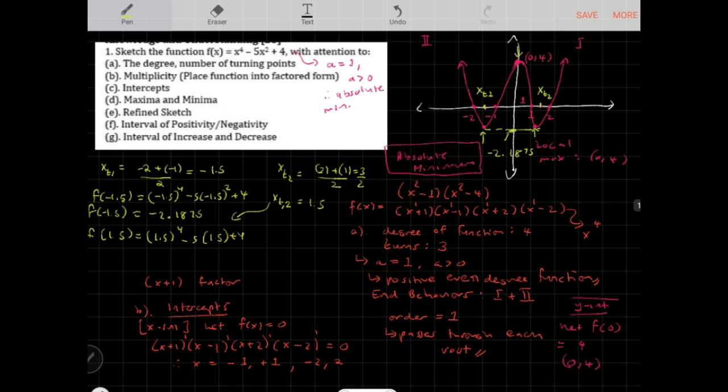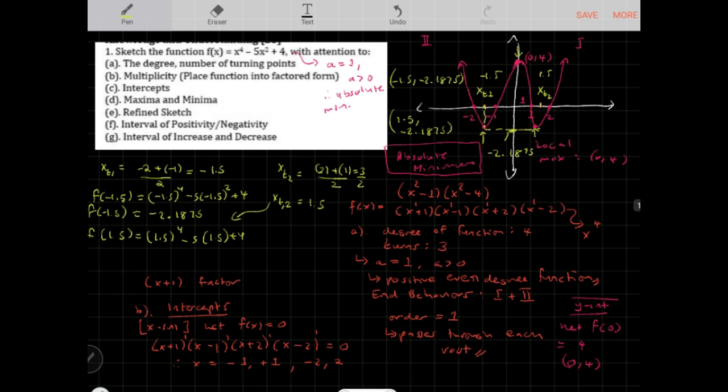So in this case, the absolute minimum is going to be the same as the local minimum. The absolute minimum is basically going to be 1.5 and negative 2.1875, and also negative 1.5 and negative 2.1875. Okay, so that's what we have here. This is negative 1.5, and this is positive 1.5.